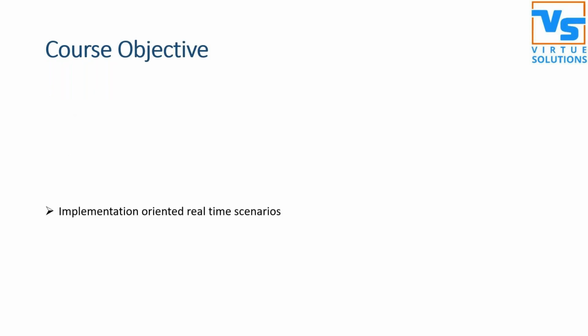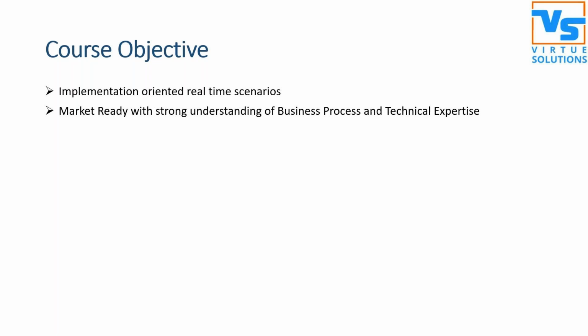Okay, these are the course objectives: implementation-oriented, real-time scenarios, and becoming market ready with a strong understanding of business process and technical expertise. So we can give you real-time scenarios of how Signavio is used in a transformation. Is it process mining or process manager? What is the difference between the different tools in the industry, like Celonis, Signavio, and others? What differences does each bring? What is Signavio, and how would it be used in a real-time scenario?